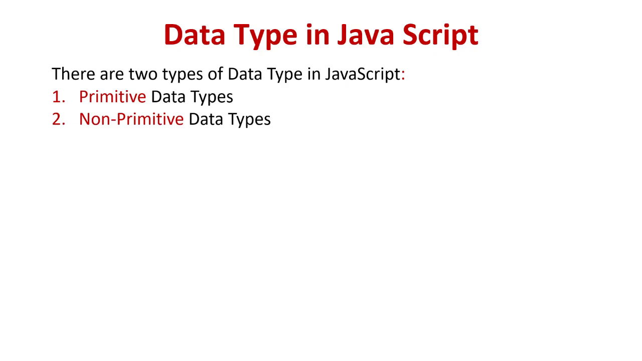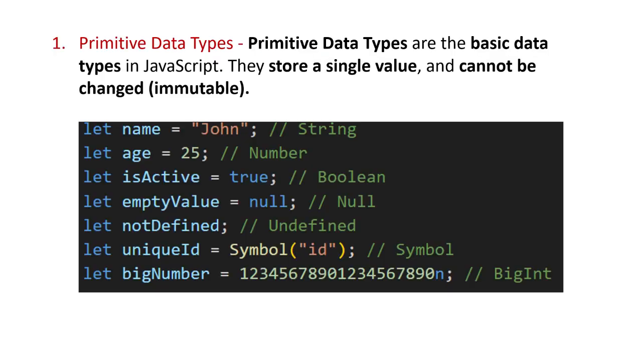There are two types of data types in JavaScript: primitive data types and non-primitive data types. Primitive data types are the basic data types in JavaScript. They store a single value and cannot be changed, meaning they are immutable. Here are some examples of primitive data types: string, number, boolean, null, undefined, symbol, bigint. This is the way you can declare them.